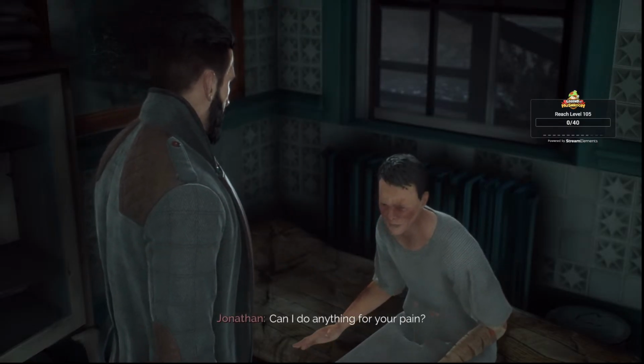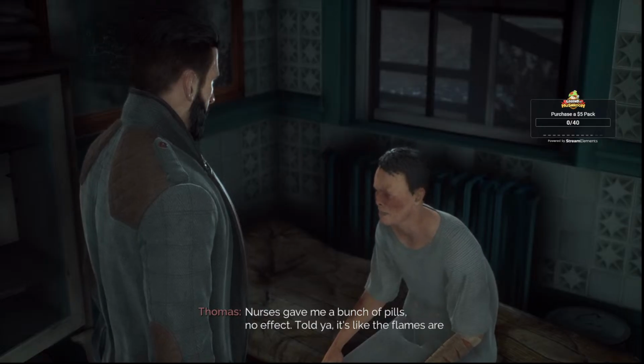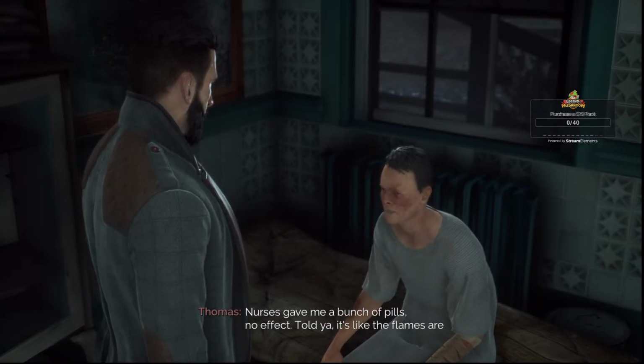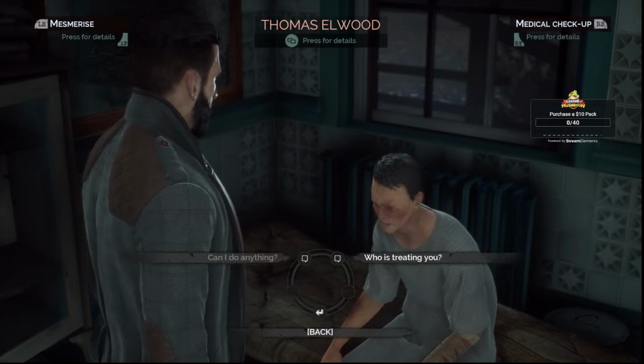Can I do anything for your pain? Nurses gave me a bunch of pills. No effect. Told you. It's like the flames are under my skin, burning away.